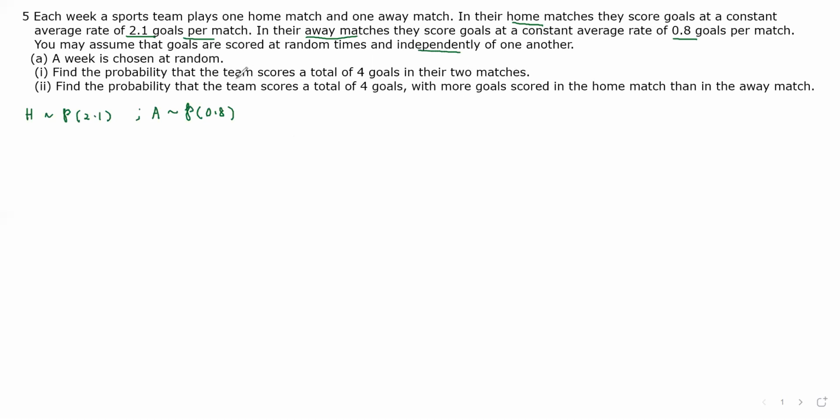A week is chosen at random. Find the probability that the team scores a total of 4 goals in their 2 matches. So in each week, the team plays a home match and an away match. We can always set X to be the random variable denoting the total number of goals scored each week.